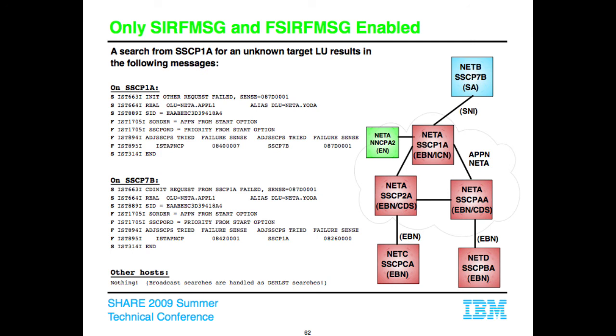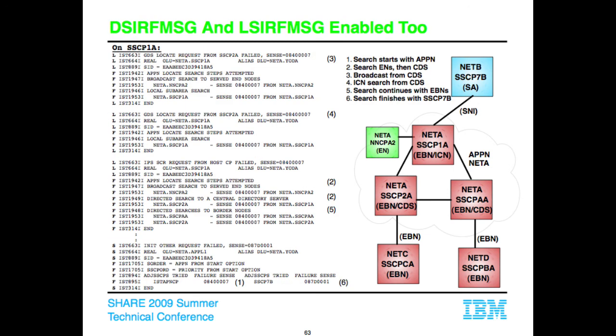And by the way, if you're looking at these very closely here, I've got a character in the first column that basically tells you which of the start options caused this message to come out. So this is the SIRF message and this is the FSIRF message start option. Those are the reasons these messages came out. So now, let's try flipping on the D and the L switches as well and try the same thing again.